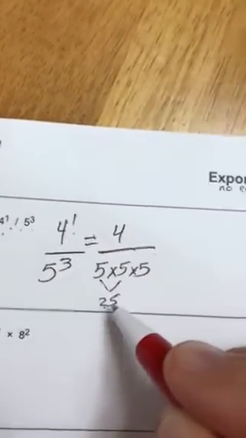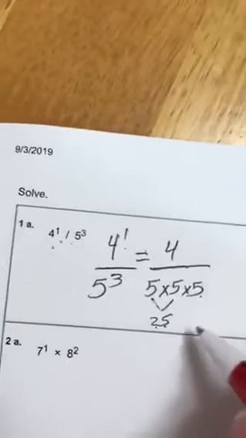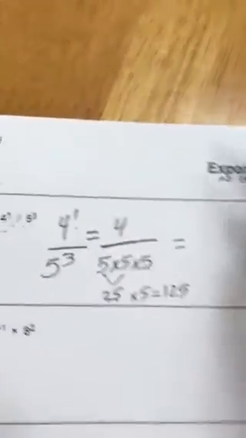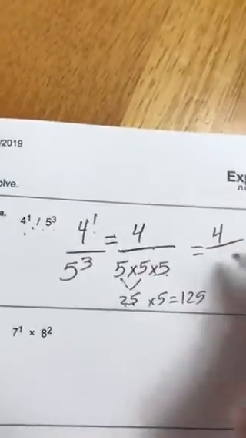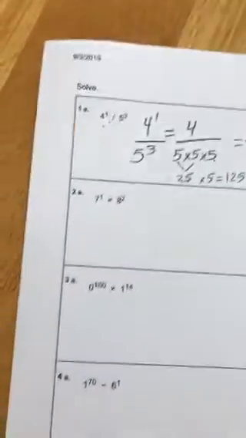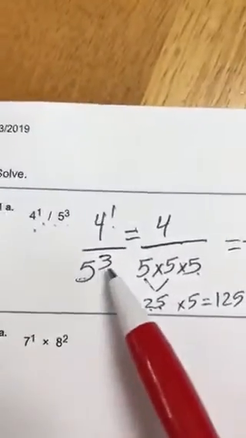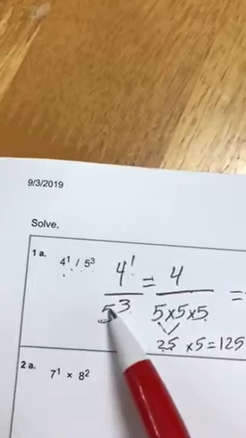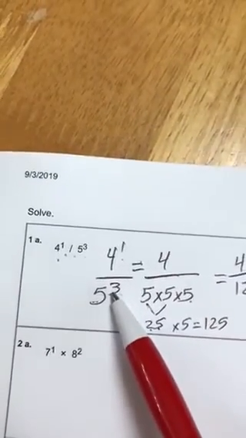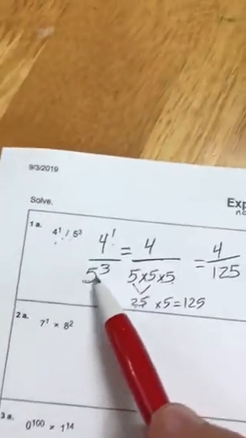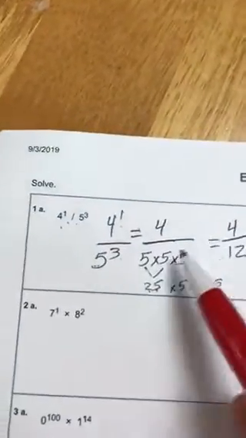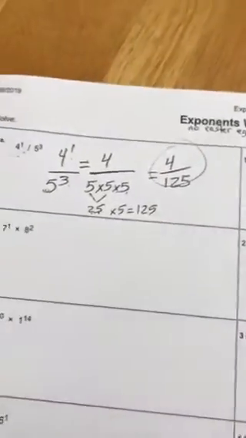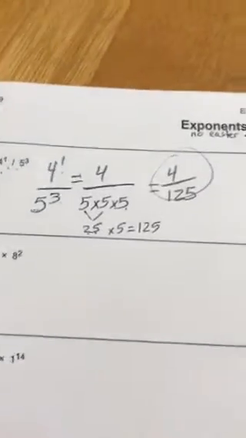And 25 times 5 is going to give me a total of 125. So this comes out to be 4 over 125. Now don't get confused and think that this is 5 times 3. That's not how exponents work. You take the base and multiply it the number of times that your exponent tells you to. So 5 to the third power, or 5 cubed, is 5 times 5 times 5. So your final answer here for question number 1A is 4 over 125.